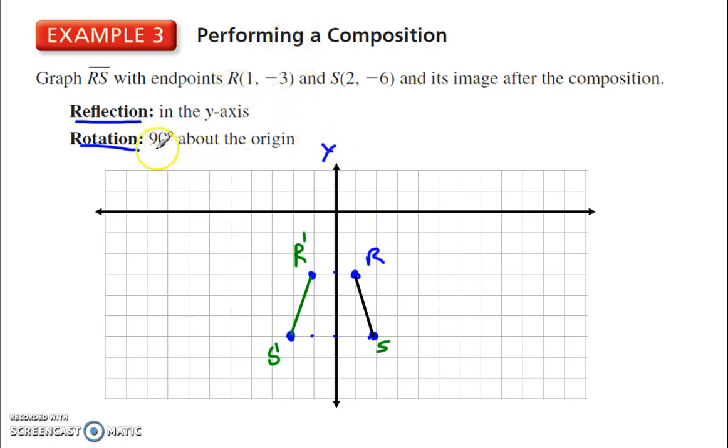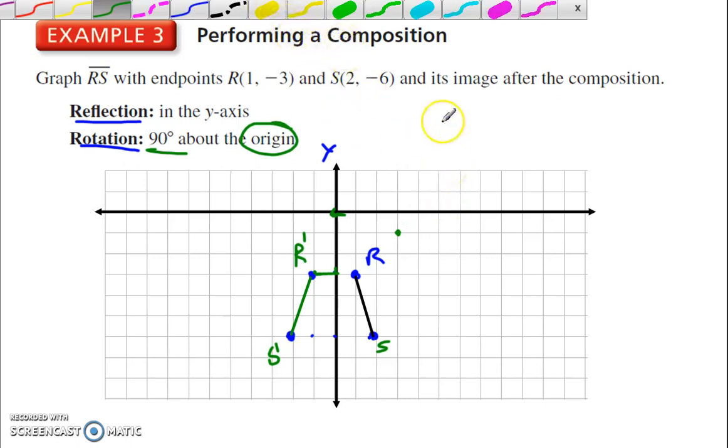And now we want to rotate it 90 degrees about the origin. So about the origin, a couple ways we can do that. We can say, okay, we go 1 over, 3 up. So I can go 3 over, 1 down, this way, right? Up 3, sorry, right there. That's one way we can do that.